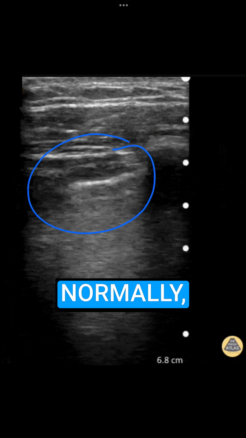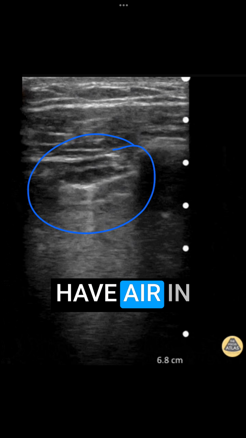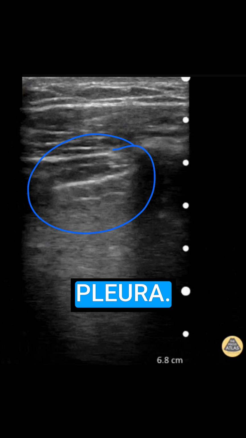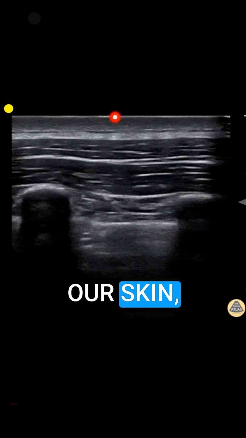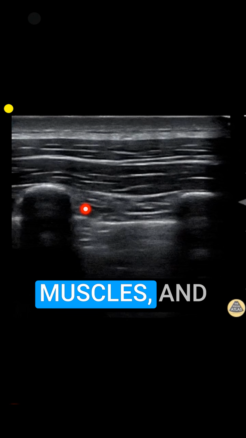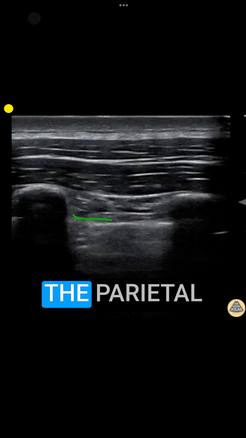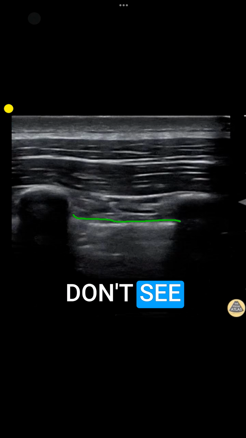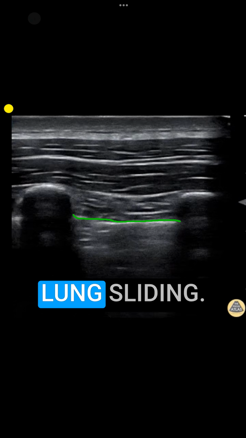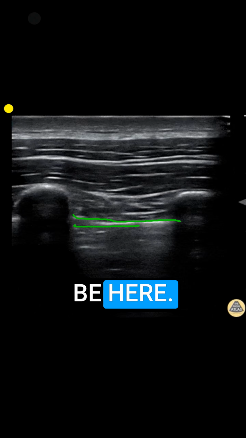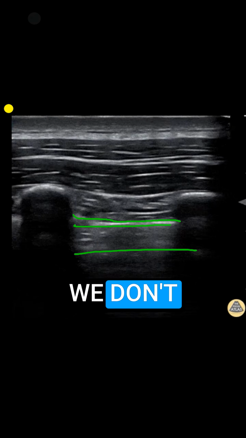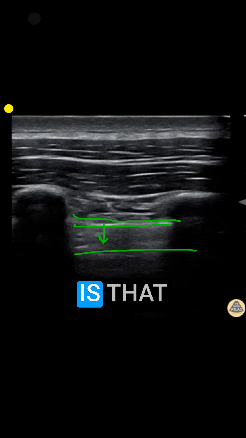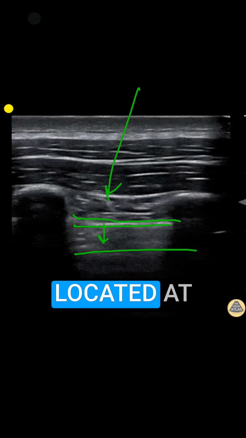This is how it looks normally, but let's look at what happens when we have air in between the visceral and the parietal pleura. Here's a rib, here's our skin, subcutaneous tissue, some muscles, and look what happens right here. The parietal pleura, that's bright hyperechoic, but you don't see the visceral because there's no lung sliding. So the parietal pleura might be here, it might be further down. We don't know how big the pneumothorax is, but what we know is that there is a pneumothorax located at this point.